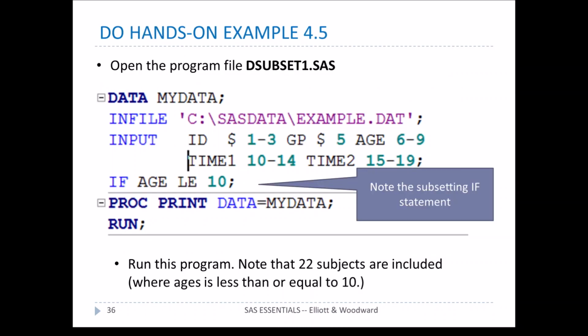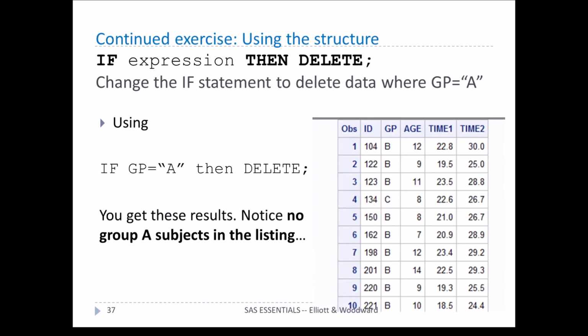All right, now let's do hands-on example 4.5. Open the program called d_subset1.sas, and you see it here on the screen. Notice it has this subsetting if statement, if age less than or equal to 10. If we run this program, note that 22 subjects are included where ages are less than or equal to 10. Now, I think there's 50 in the actual data set, but this subsets the data set, so we end up with only 22 records. When you run it, you should see how that happens.